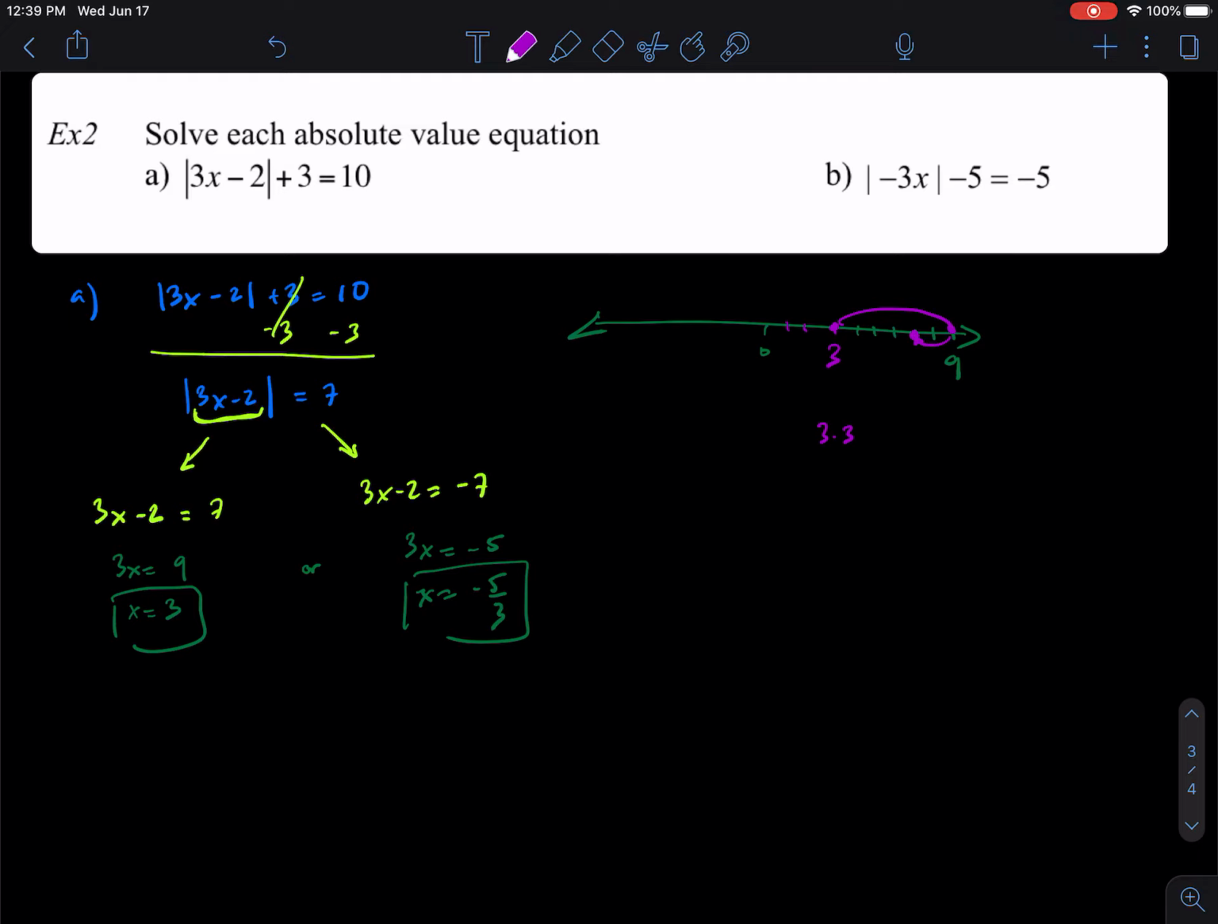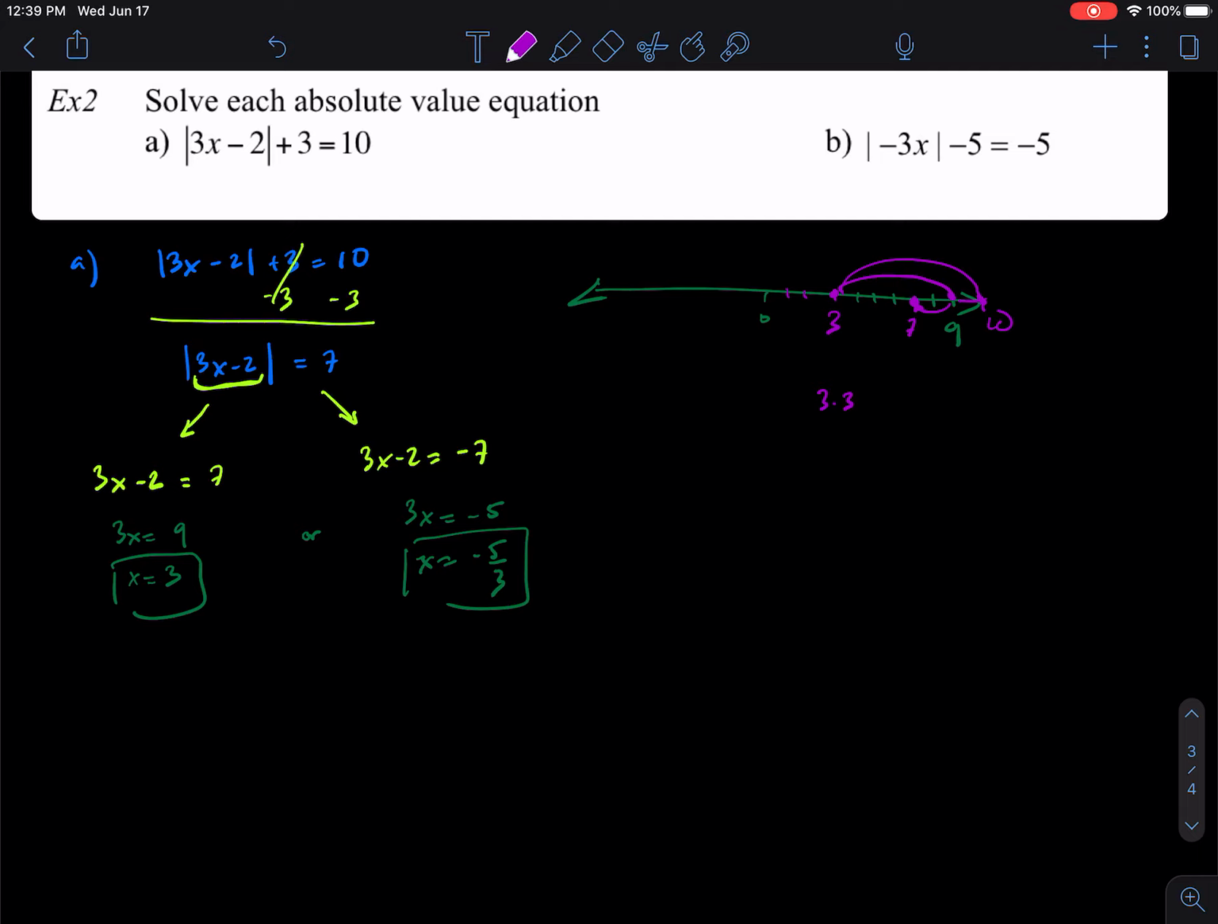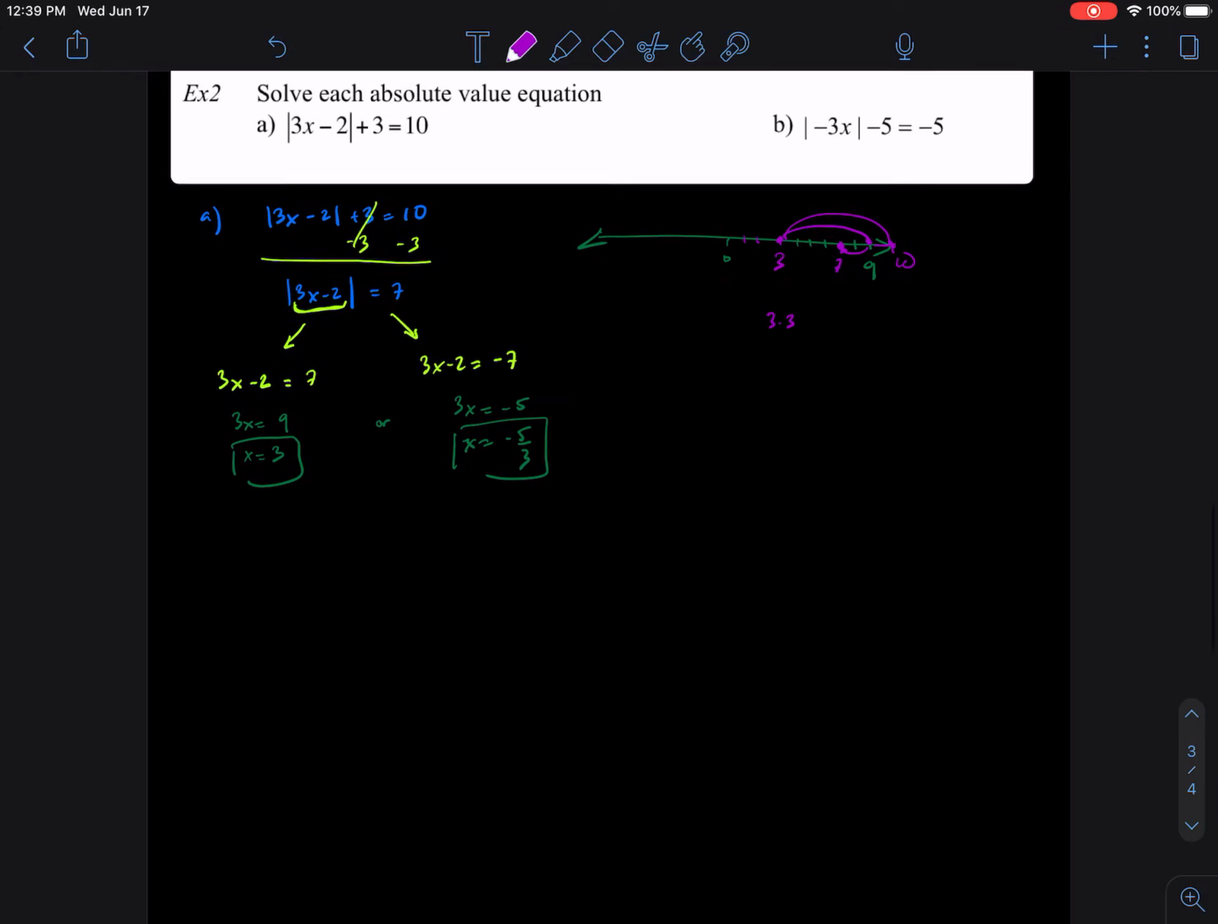So the absolute value of 7 is going to be 7, plus 3 is going to be 10. So it's going to be 10 over there. So that is 10 distance away. So it's checked out. So these are the correct answers here. Let's try part B.